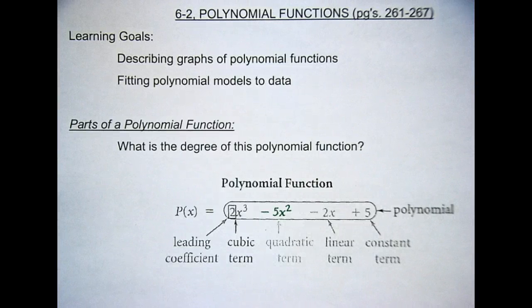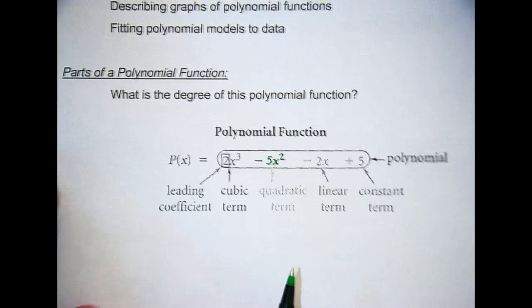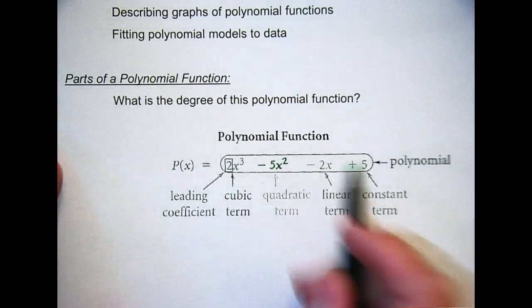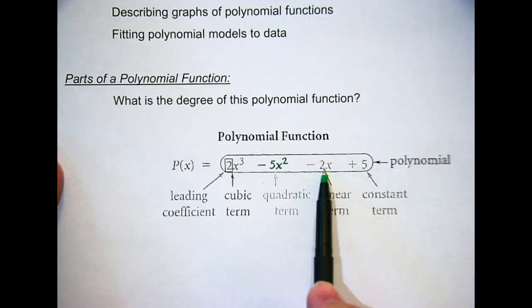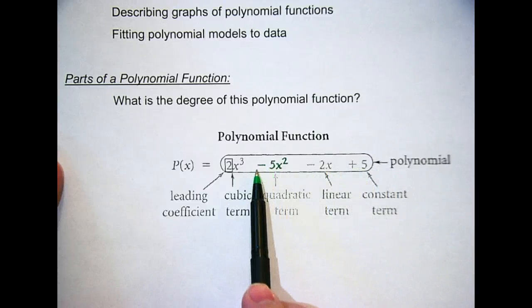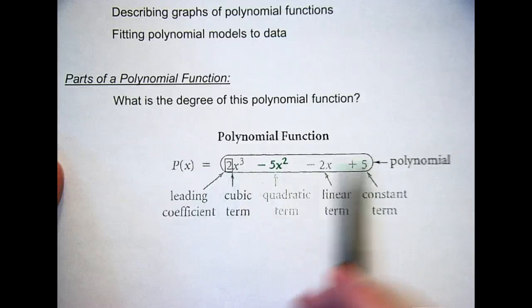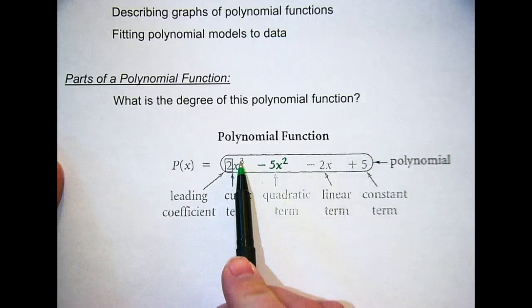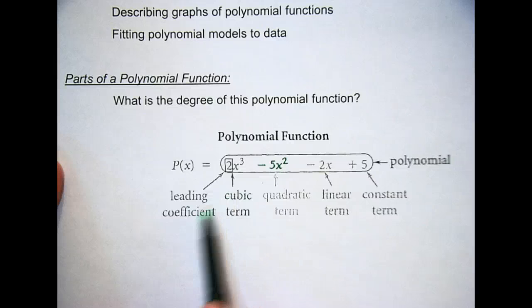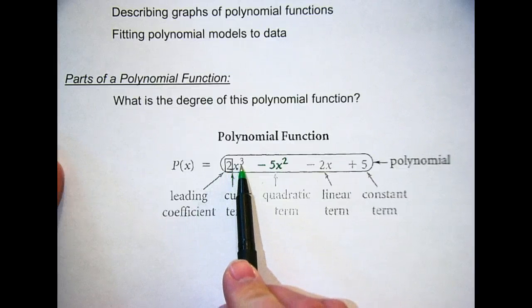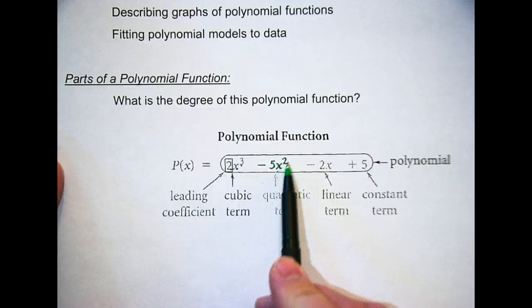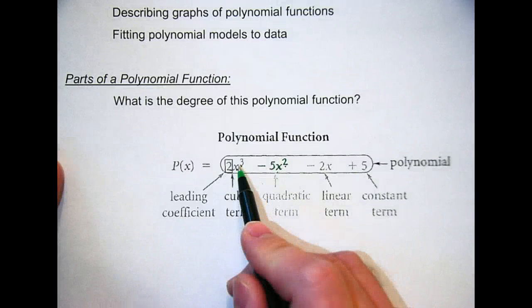Okay. The degree of this polynomial function. The way we classify by degree is we look at the leading coefficient. That means the variable with the greatest power. The variable with the greatest power has the leading coefficient attached to it. So in this case, the leading coefficient's 2 because x is raised to the third power here versus here where it's raised to the second power. The greatest power of x is 3.